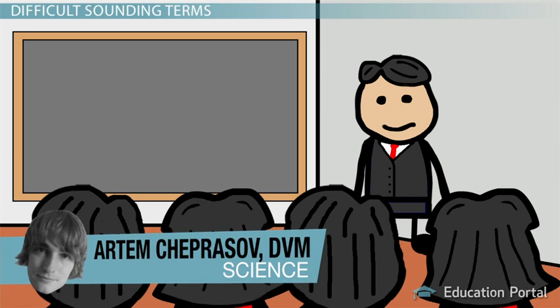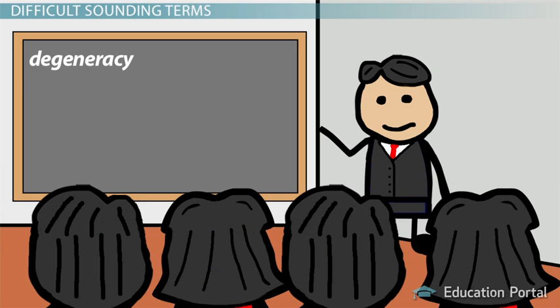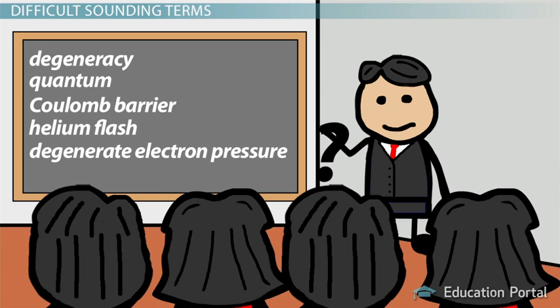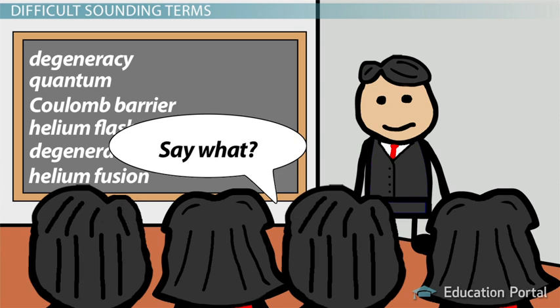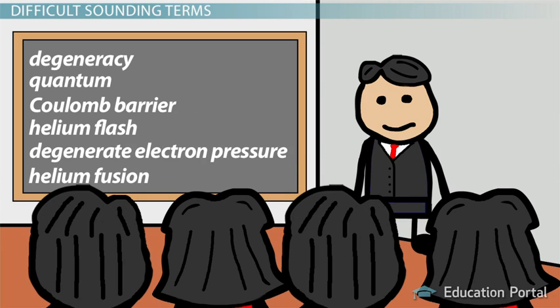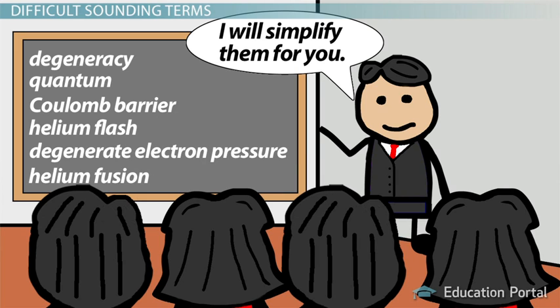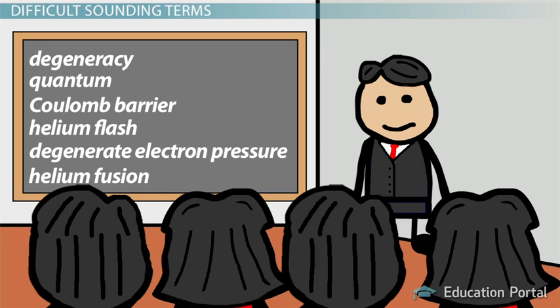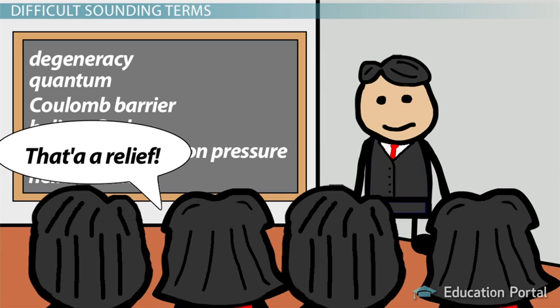This lesson will explore some very foreign and scary sounding terms, including degeneracy, quantum, Coulomb barrier, helium flash, degenerate electron pressure, and helium fusion. I hope I didn't scare you away already. Those terms sound pretty bad, and they're actually quite complex. However, I will simplify them for you in a logical manner so you can go and brag to your friends about your newfound knowledge after you nail everything down.